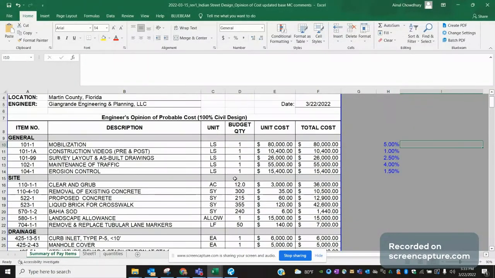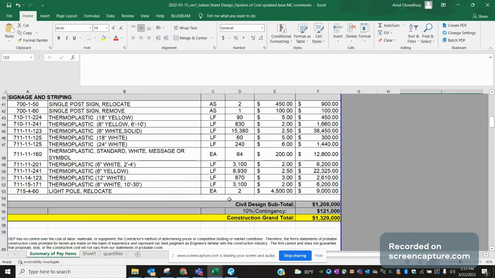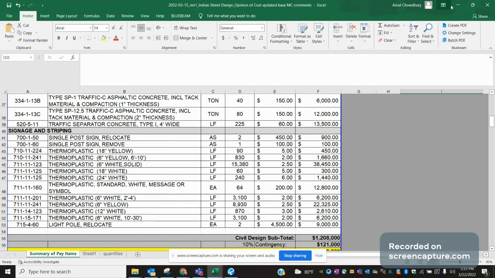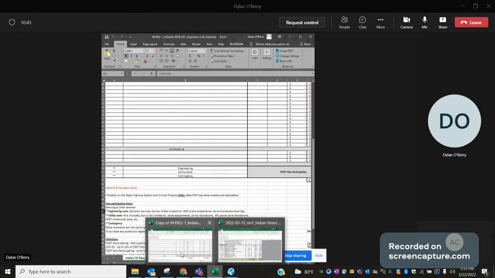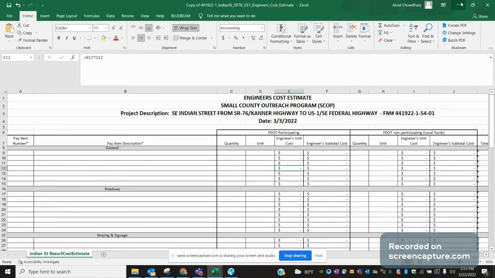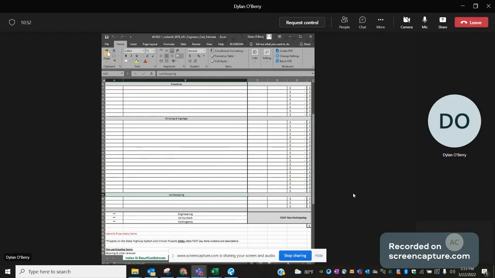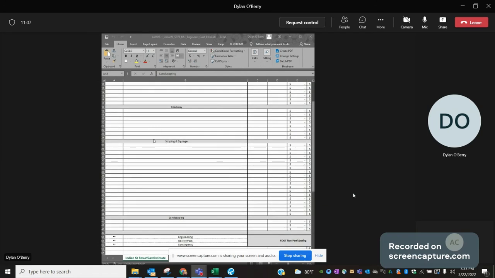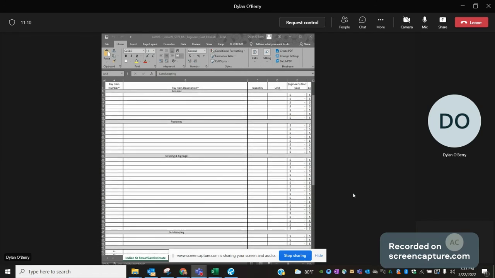So in our one we have site, drainage, pavement, and signage and striping. Okay. It should be pretty good to go. Just drop it all in. Oh, here we go. Landscaping here. You could put that allowance, landscape allowance, and Bahia sod. Tubular lane markers. Oh, remove and replace. That's all good. Those would be roadway. Signage and striping, you got pavement, everything. Tubular lane markers.